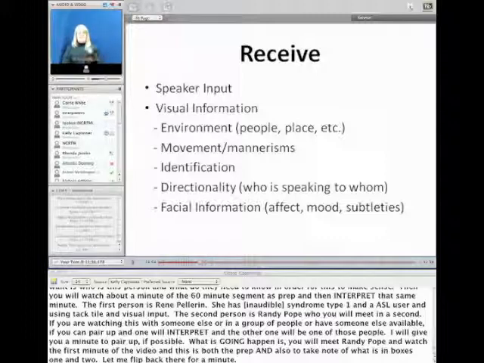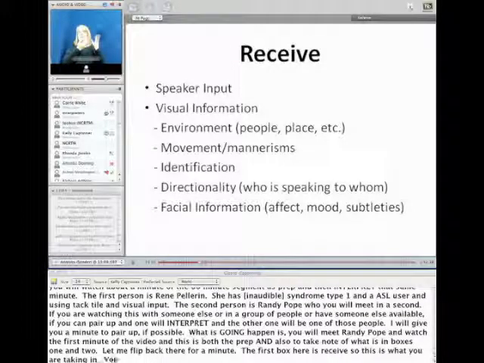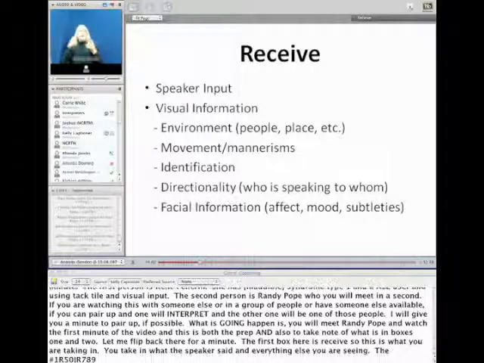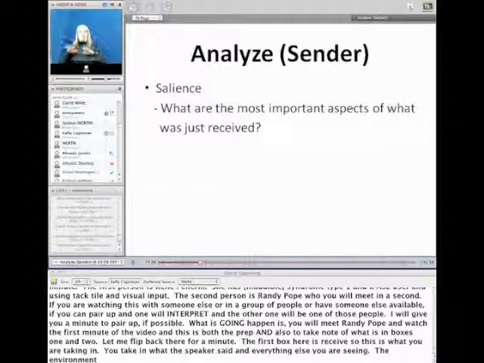So the first box here is receive. So this is what you're taking in. You're taking in what the speaker said, and also everything else that you're seeing. What's in the environment, who's talking to who, any movements or mannerisms. And then you're analyzing that. So of everything you just took in, what they said and what they did, what might be the most important things to convey here.